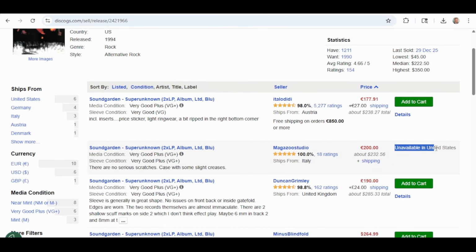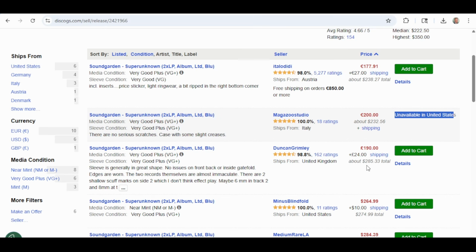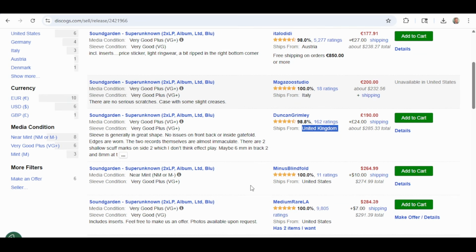The next one, again, is unavailable in the United States. The next one, again, this is in the UK. And that's going to cost you about 285 US dollars after shipping. The first one that's actually in the United States is 265 US dollars. And they're going to stick you with $10 of shipping on top of that too. So you're looking at 275 for this. Now they're claiming it's a near mint with a VG Plus sleeve, but they leave no comments.